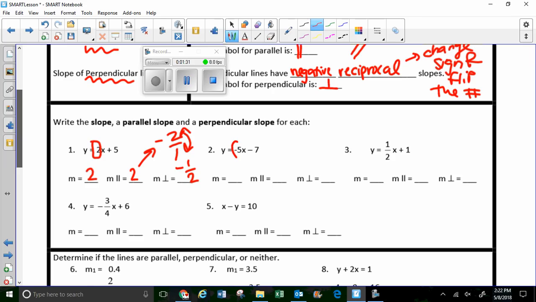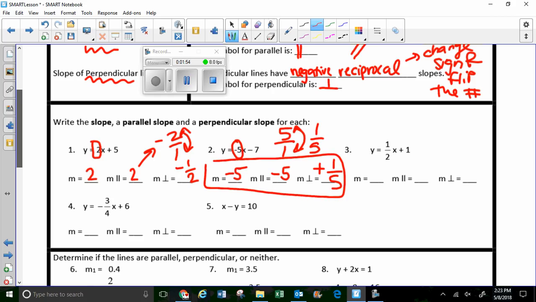For the next one, the slope of this line is negative 5. That's the number in front of x. So the slope of a line parallel to it would also be negative 5, which I already know then the perpendicular line would be positive. And if you flip 5, or 5 over 1, that's going to give you 1 over 5. So if you're just looking at all these slopes, you should see 2 with the same sign and then a third one with a different sign.